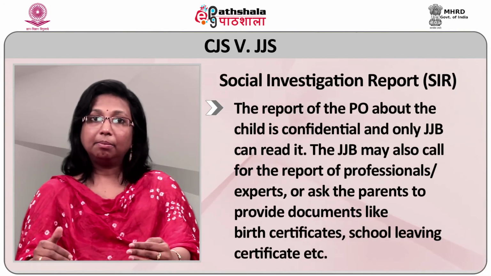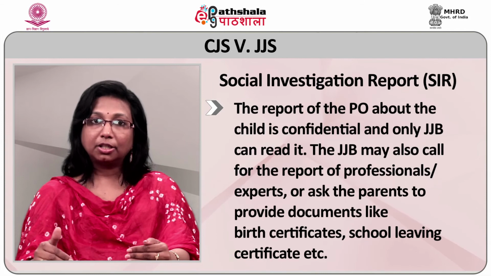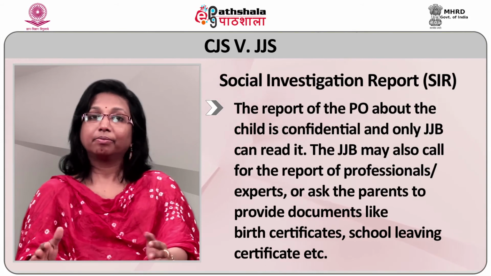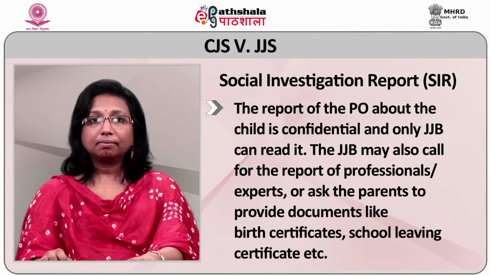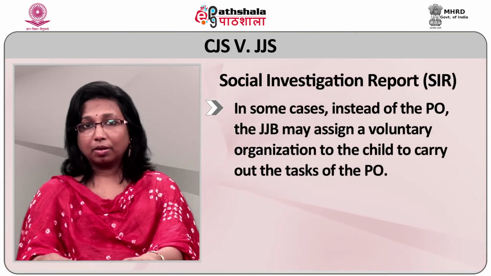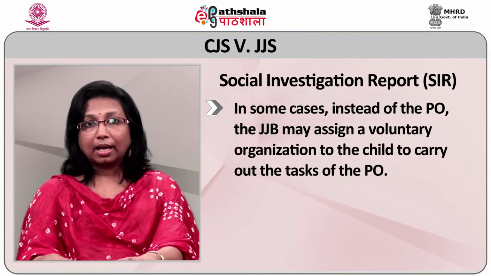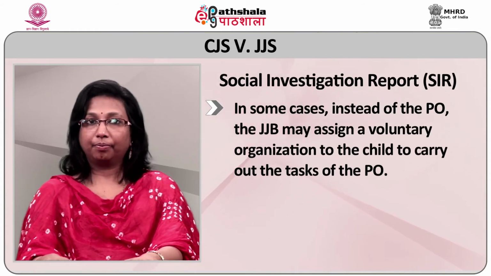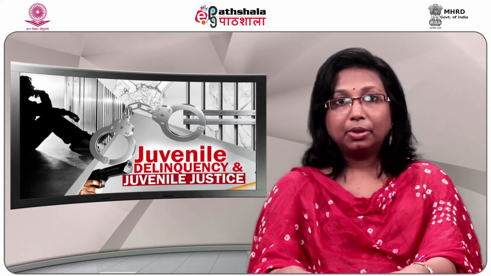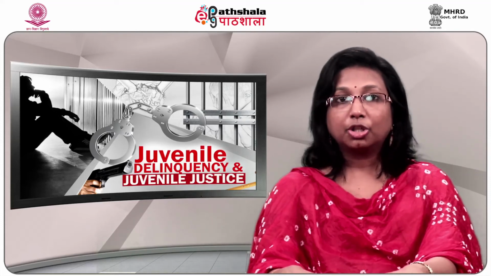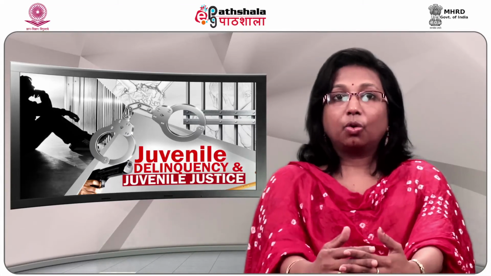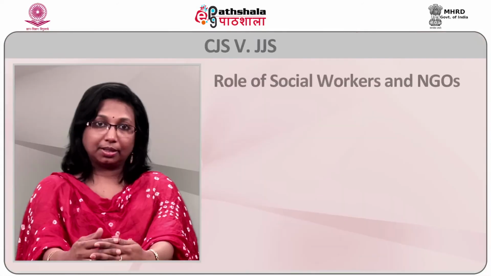The JJB may also call for the report of professional experts or ask the parents to provide documents like birth certificate, school leaving certificate, etc. In some cases, instead of the PO, the JJB may assign a voluntary organization to carry out the tasks of the PO. However, in the adult criminal justice system, reports of only the police are accepted and the concept of social investigation report does not exist.